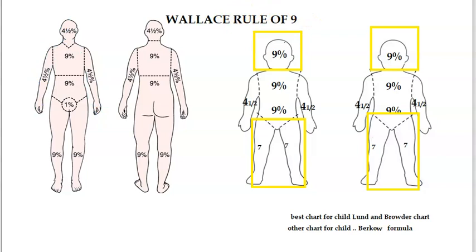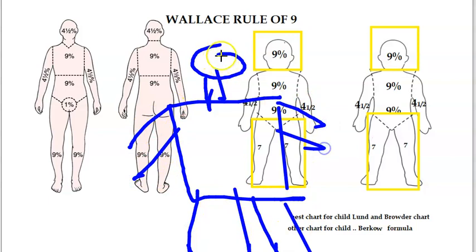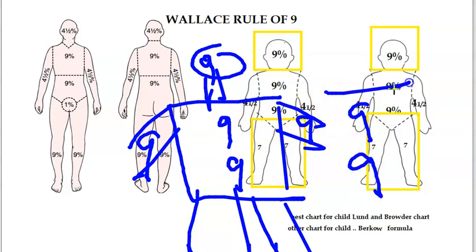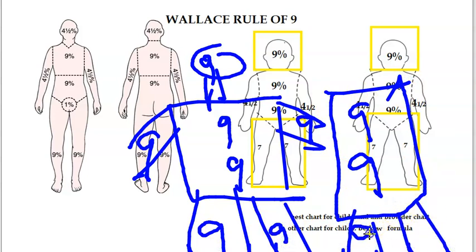Look at this. We'll take a man and tell him what you are. Man, your head is 9. Your right hand 9, your left hand 9. Left upper limb and right upper limb, 9 each. This one is 9. Turn back, the back side also 9. Then the leg: front 9, back 9. Lower limb back also 9. So this is all you have to remember.